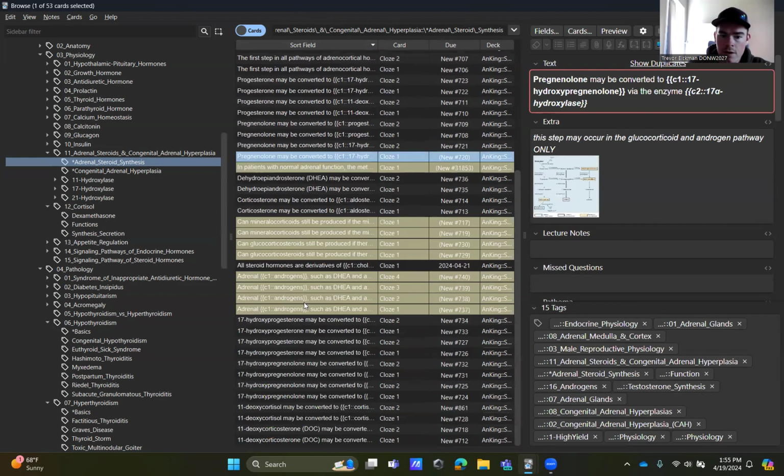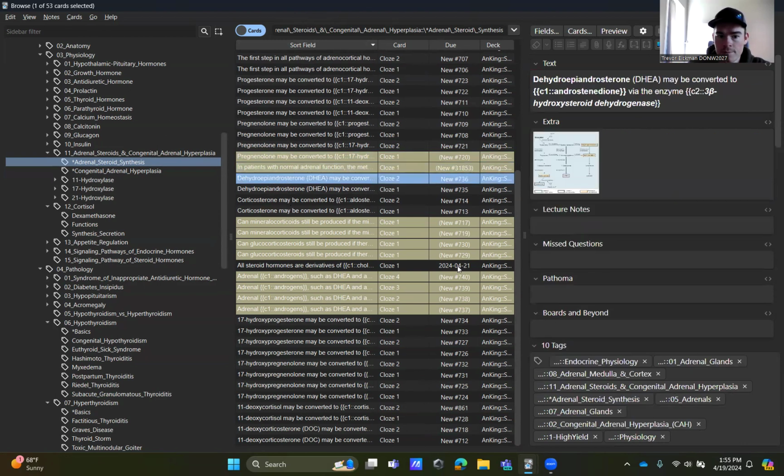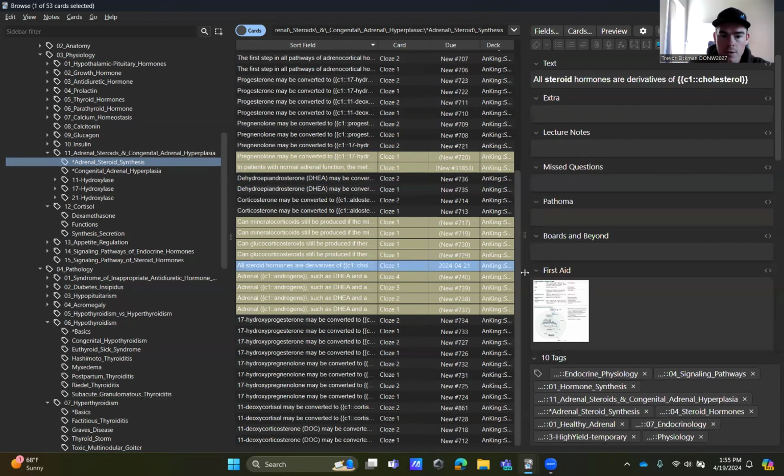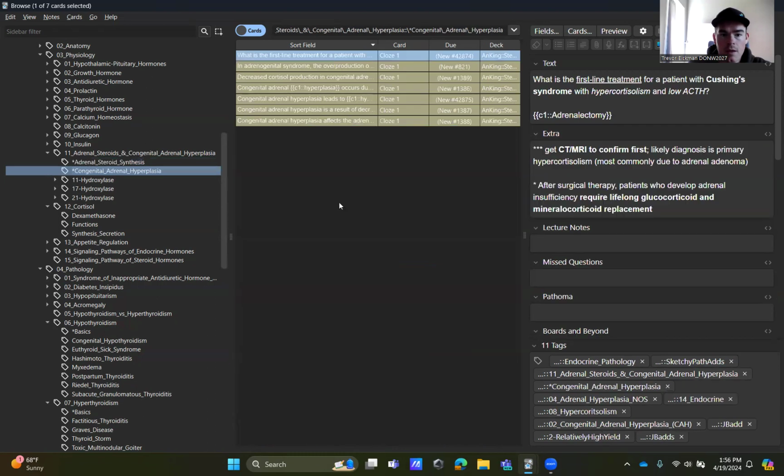So you want that chunk there, and then with these duplicates, you can skip one, and then you're going to skip the card following it, and then you're going to grab those 4. And in this chunk, you're going to want this middle chunk here, that all steroid hormones are derivatives of cholesterol, but you should have that activated from a previous video. And then coming from the bottom, all these 17s and the 11s you want to have.